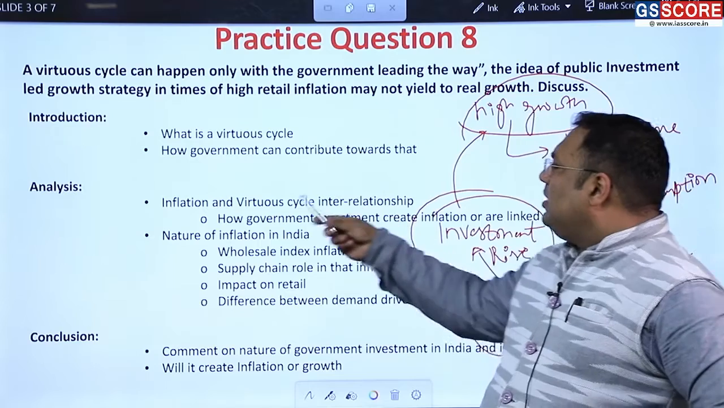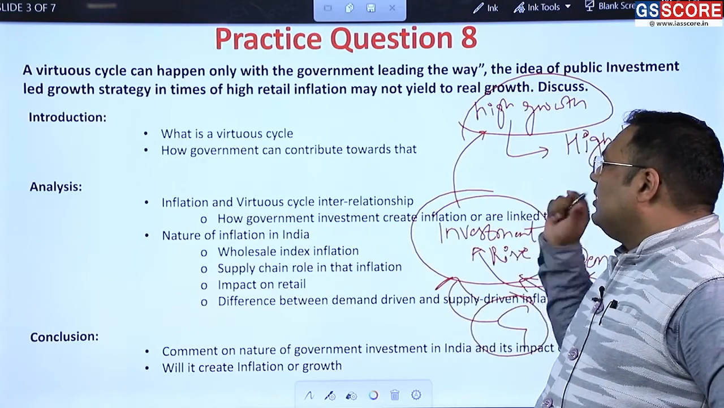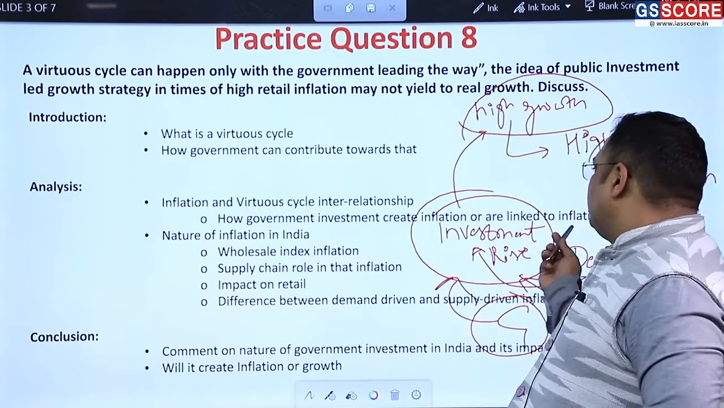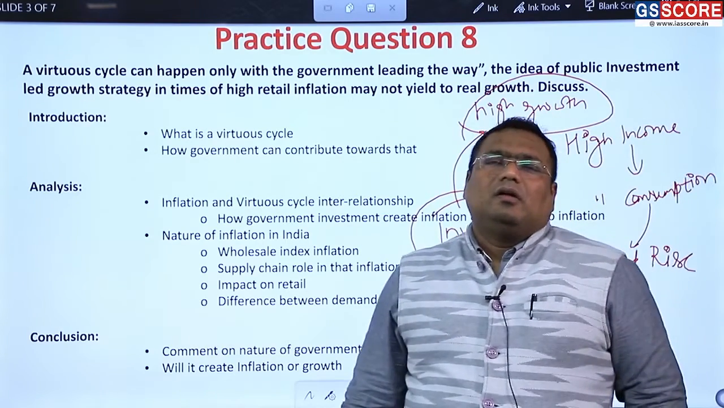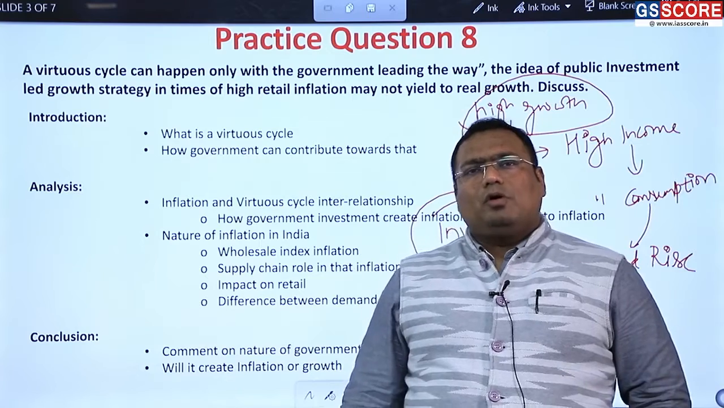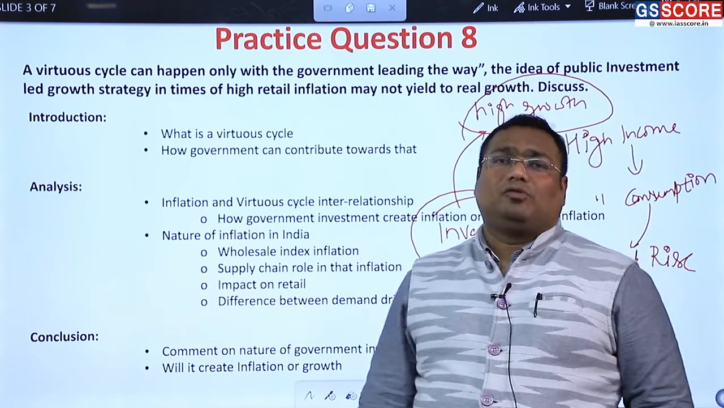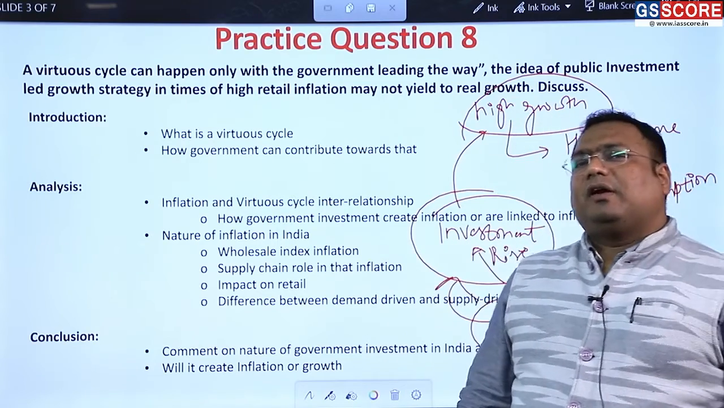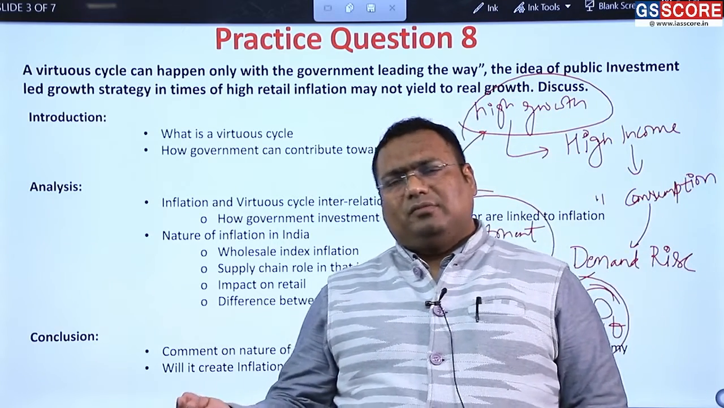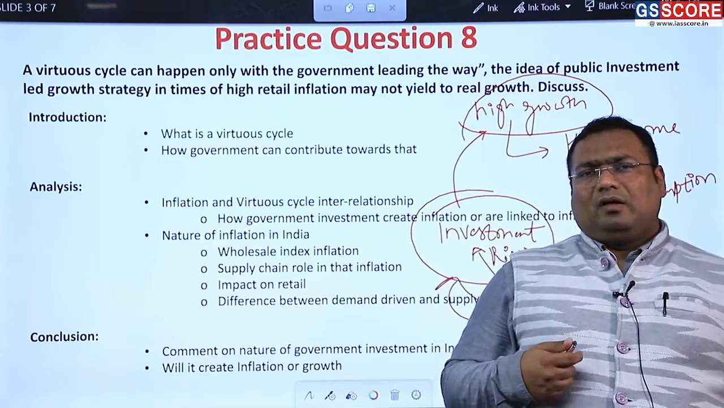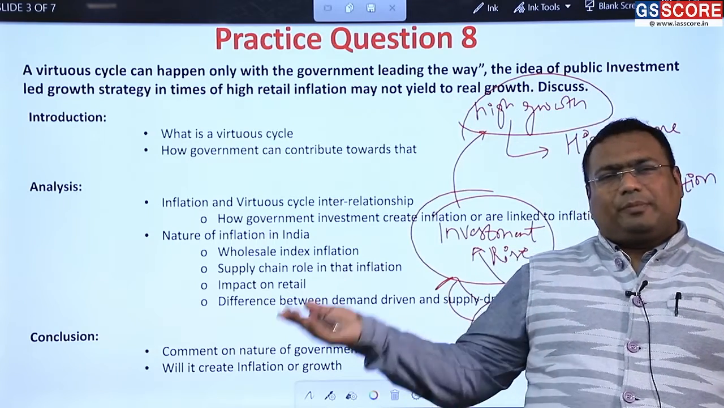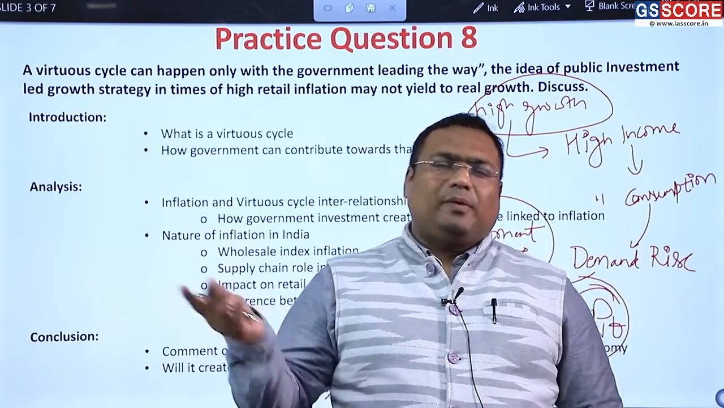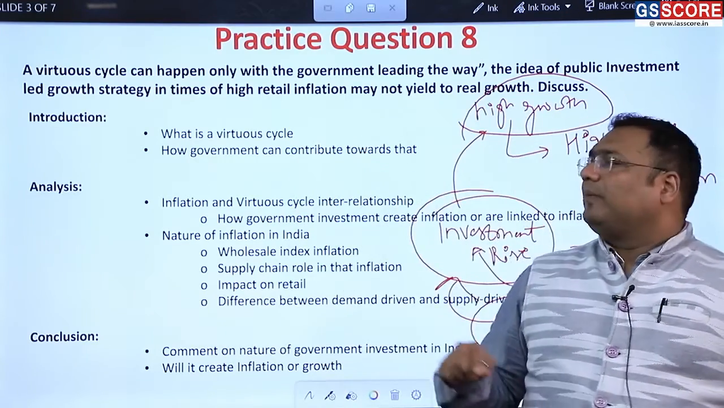Now, inflation and virtuous cycle relationship. The problem is when government invests more, then it will have to take more loans. From where will government get resources for investment? Government is going to borrow that money. Okay? पैसा छाप के करेंगे तो वो और भी बुरा है. Borrowing is better than printing money, so do not even think about printing money here.